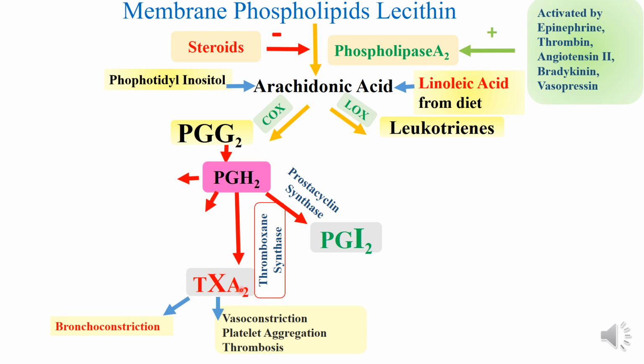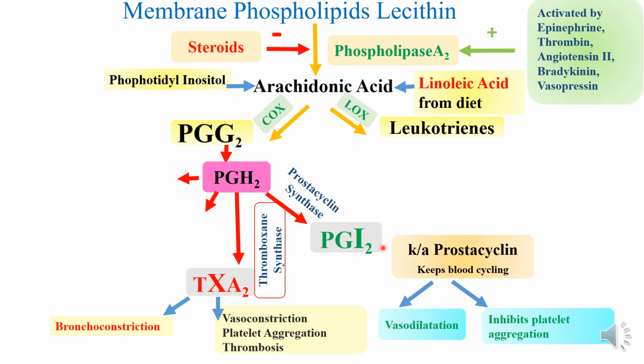So how do we remember this? As you can see, the word TXA2 is here. A stands for aggregation and X you can link with constriction. So it causes constriction in the lungs, bronchoconstriction, and in the blood vessels it causes vasoconstriction. And A stands for aggregation, so it causes platelet aggregation and thrombosis. PGI2 has the opposing effects of thromboxane A2. I stands for inhibition, so it inhibits all the actions of thromboxane A2.